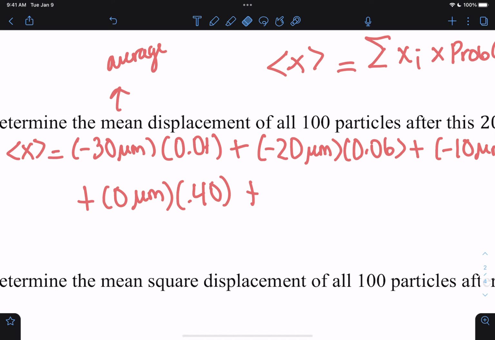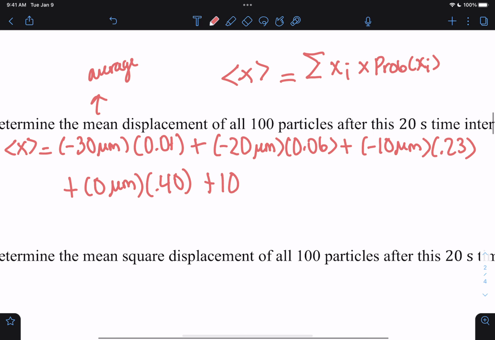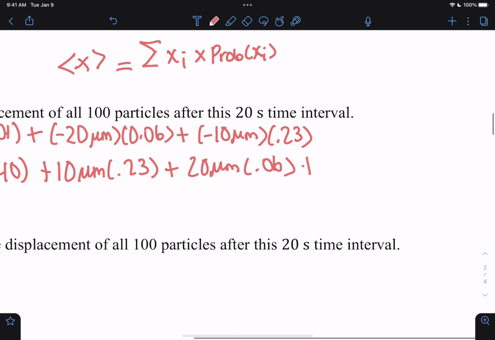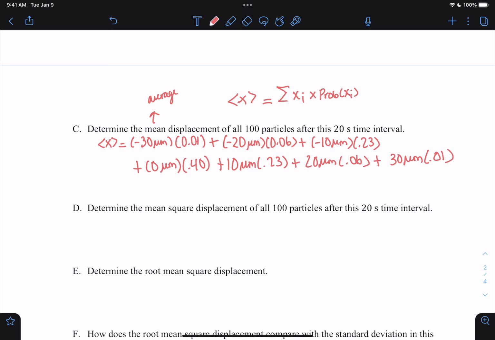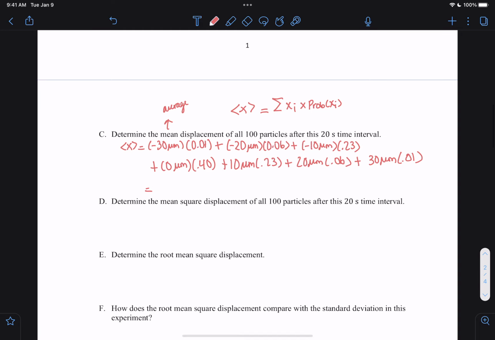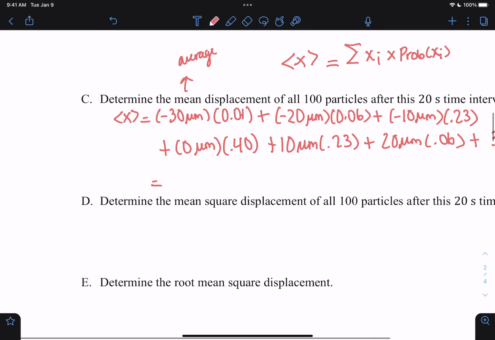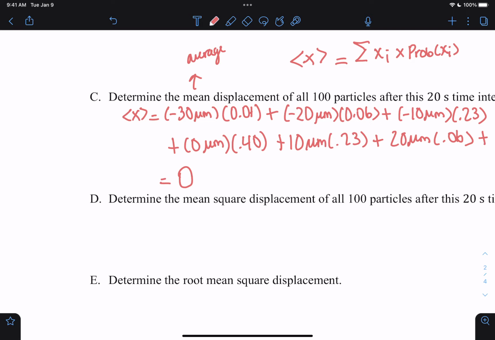Oops, not 0.23. Lagging again? Okay, thanks. There we go. Plus another 10 micrometers times 0.23, plus 20 micrometers times 0.06, plus 30 micrometers times 0.01. So once you sum up all those values, you should get somewhere around 0. That makes sense, and that's a sanity check right there, because why?